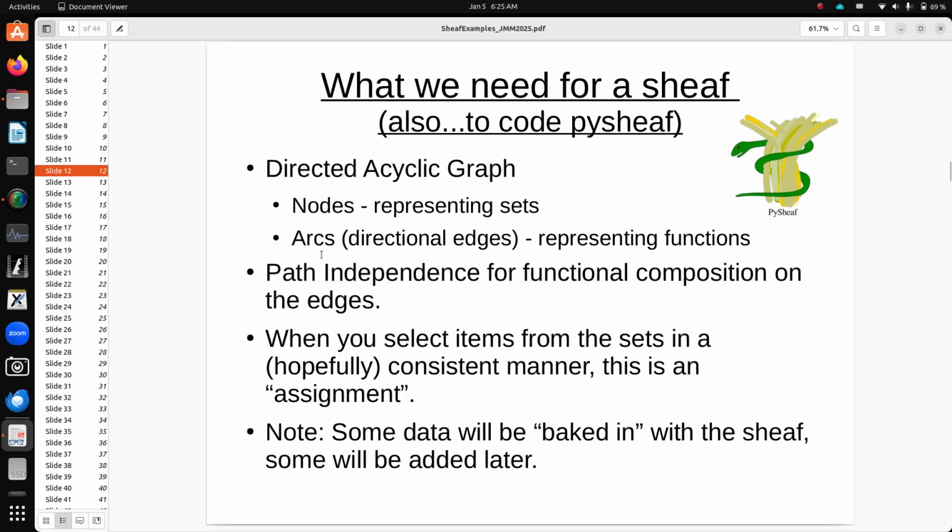So what do we need? We need a directed acyclic graph. We need nodes that represent sets and arcs that represent functions. We need path independence for functional compositions. And if you select all this correctly, you have what's called a consistent assignment.